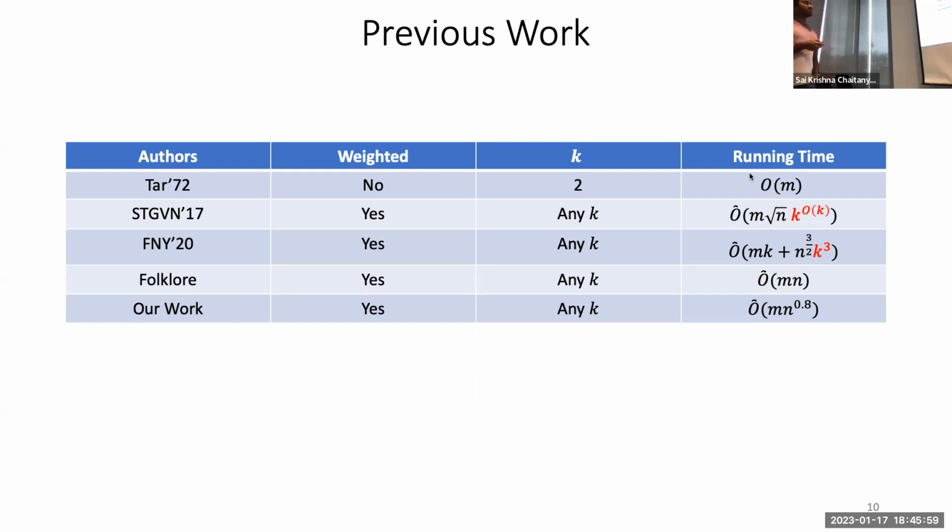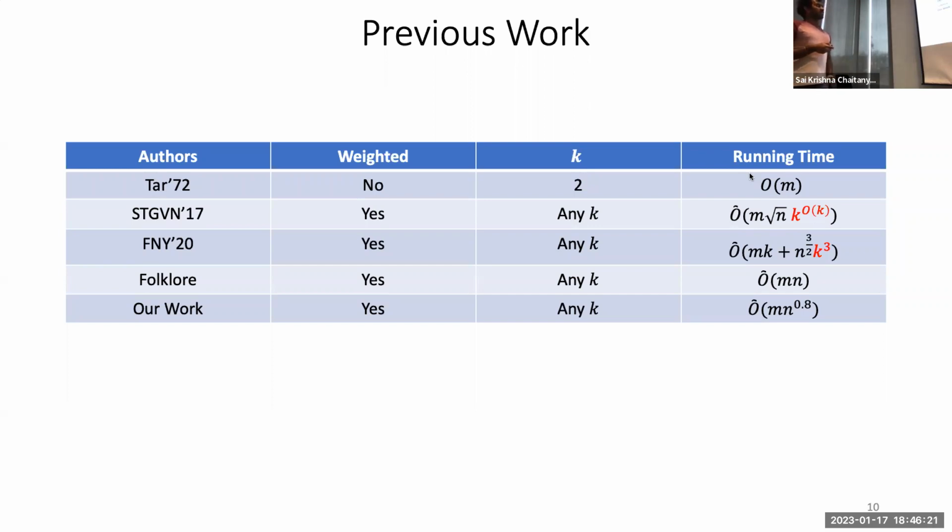And in 2020, Forster et al. actually improved this dependence on k to mk plus n to the power 3/2 times k cubed. Again, the dependence on k is there, so if k is in poly n, it is polynomial, but it is not a small running time.